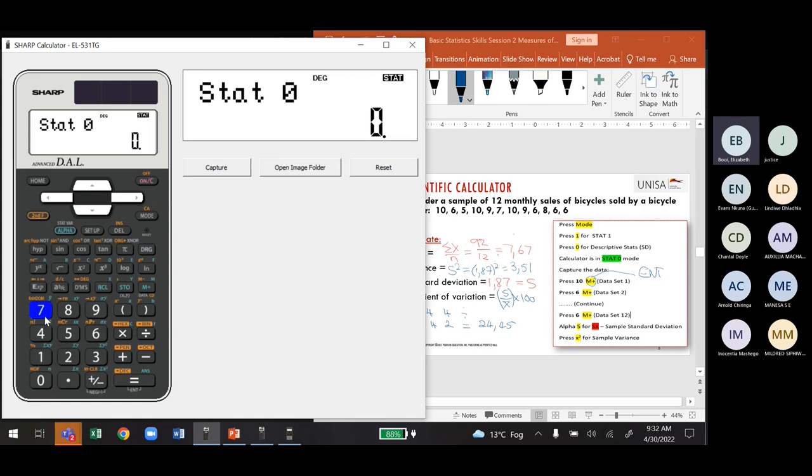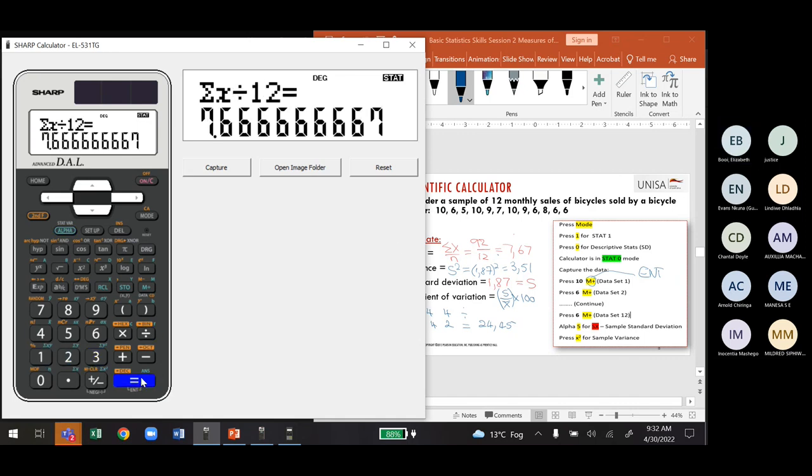So now, since everything is here in front, I'm going to start by calculating the sum of x. Sum of x is written in green and it's on the dot button. So I'm going to press alpha and dot and press equal. And you can see that I get the same answer as we did when we were using the Casio, which is 92. And I can divide 92 by 12. And that is 7.667.